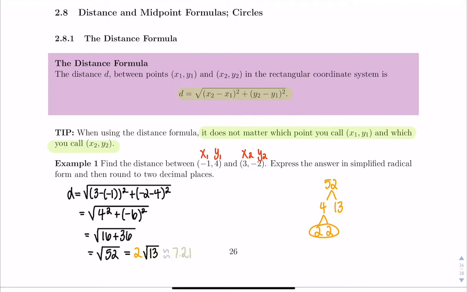Now we can go ahead and round this to 2 decimal places. This is at about 7.21. So there are about 7.21 units between -1, 4 and 3, -2.